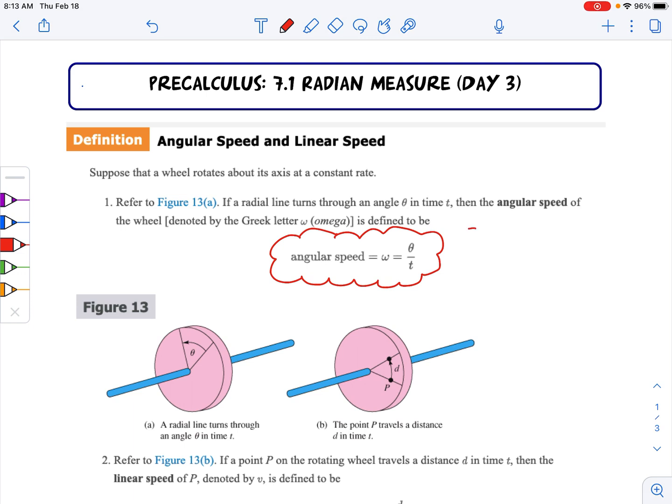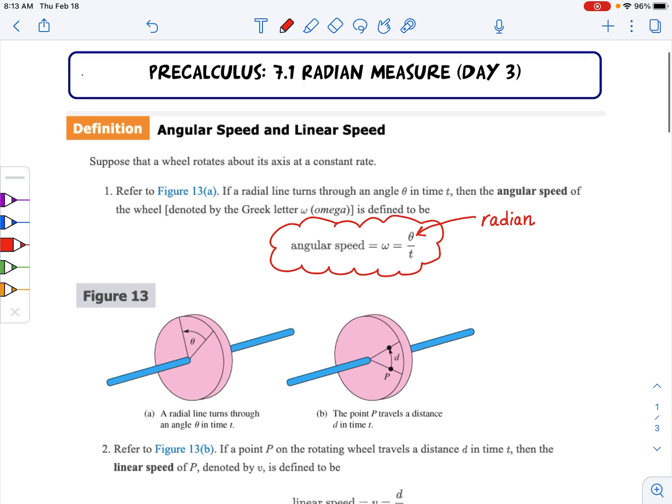One thing to make sure we remember is any angle measure, when we're putting it in a formula, needs to be in radians, just like day 2. So you might have to do a little bit of conversion. But this is angular speed, the actual speed that the angle is changing.